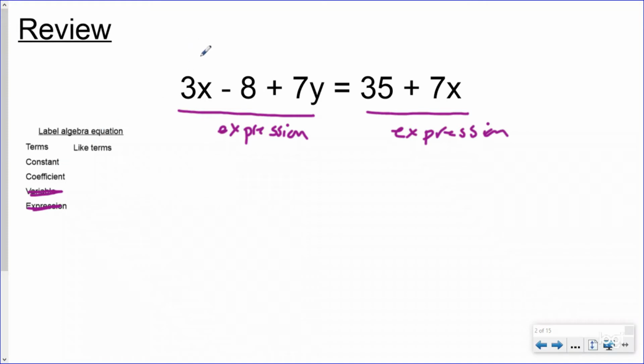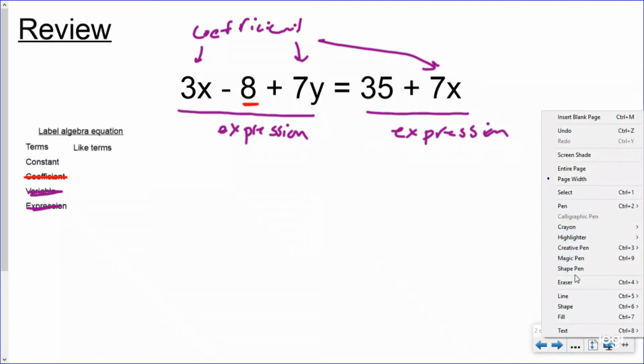The coefficient is a number in front of the variable. So here we have a coefficient of, here we go, let me just do it this way. My handwriting's terrible. The 3, the 7, and then this 7 over here are all coefficients, all right? Constant, a constant is a number right here, okay? So that'd be a constant. Matter of fact, let me just erase the expression.